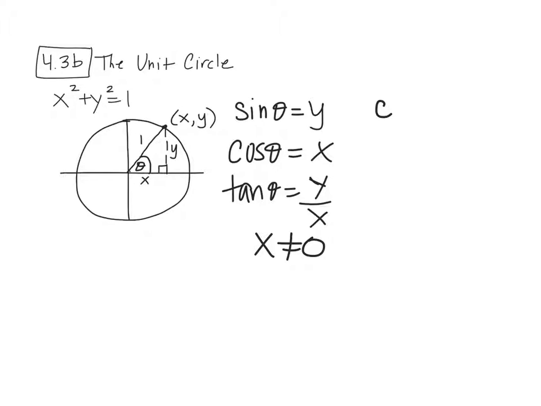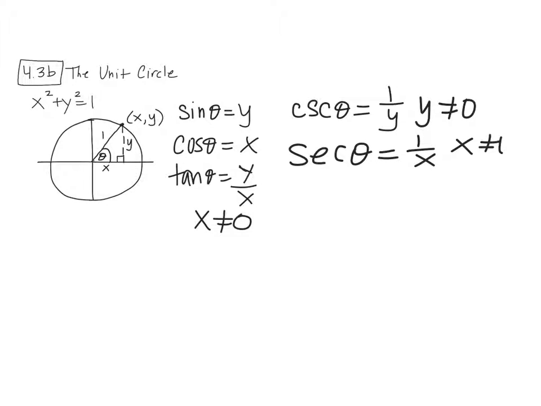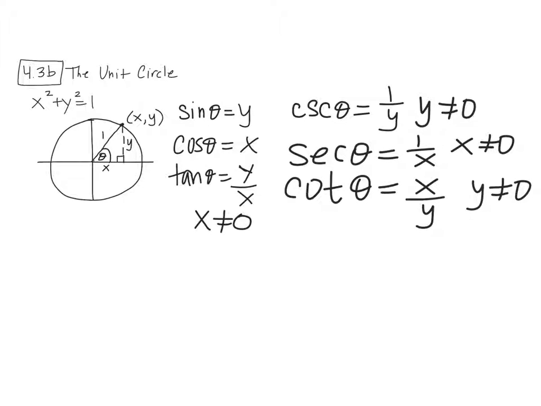Okay, and then let's do cosecant. Cosecant's going to be the reciprocal of sine. Sine is y over 1, so cosecant would be 1 over y, as long as y is not 0. If y is 0, then cosecant is undefined. Secant of theta is going to be 1 over x, when x is not 0. And cotangent of theta is x over y, when y is not 0. Okay, so that's what it's going to be.